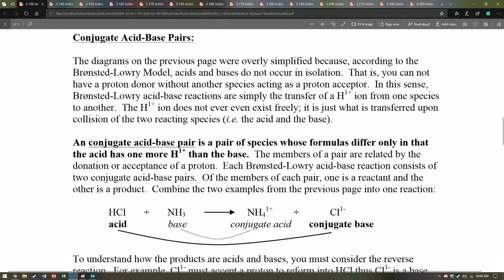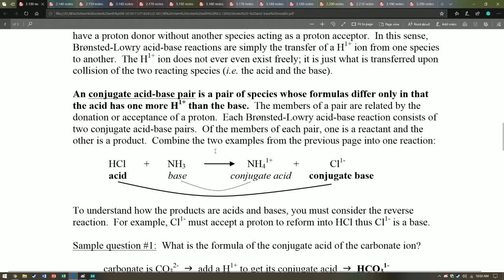So, a conjugate acid is one of a pair whose formulas differ by one H plus, and the conjugate acid has one more H plus. A conjugate base is very similar, except it has one less H plus. So here, for example, we have acid, base. This is the conjugate acid of this base. It has NH4 plus, only differs by one H plus, and similarly this only differs by one H plus. This has one more H plus, so it's a conjugate acid, and this has one less H plus, so this is a conjugate base.